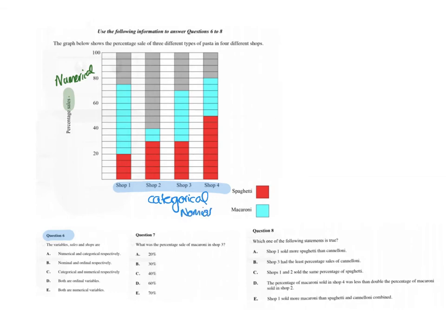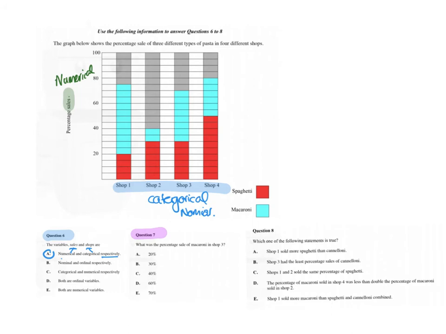Excellent. So just to point out, we're going to go with A because we said sales was numerical and shop is categorical. When they say the word respectively, what they mean is the first one they asked is the first one they're stating, and the second one they asked is the second one. So that was true, yeah? Numerical, categorical. Let's do this question 7.